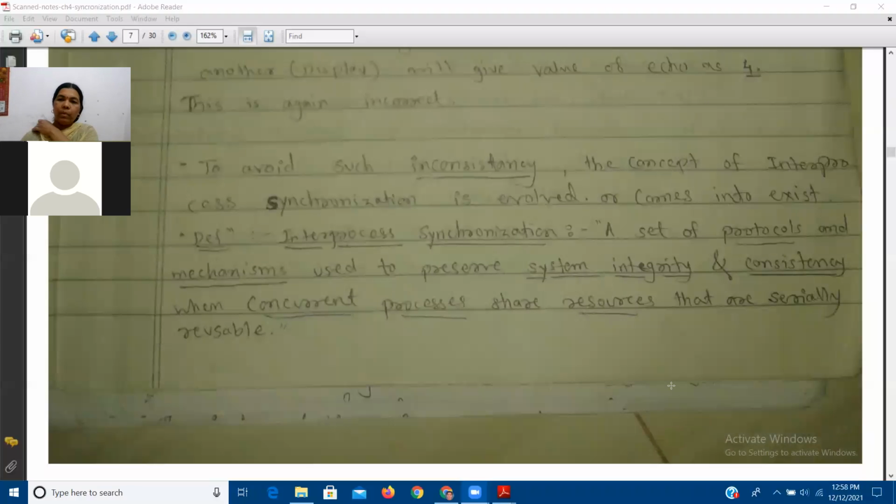So at a time we are unable to use the resources, but we are able to use them serially, one after another. One process will use that resource, and after some time another process will use the same resource, and that's why it is called reuse. Use and reuse, so reusable. Okay, so now we'll proceed further to the second point from the chapter.